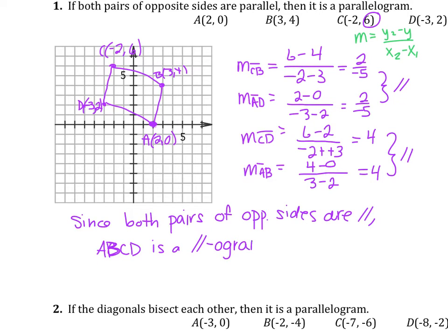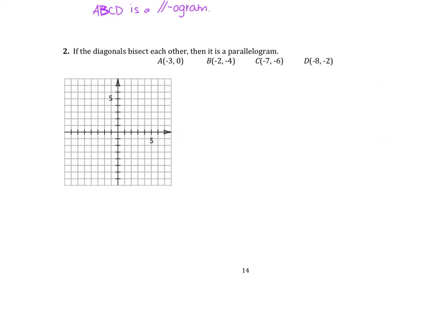Parallelogram. You do have to write a sentence explaining, especially later when we are going to be proving more specific parallelograms, so you do have to explain why it is what you think it is. All right, let's take a look at number 2 over here. It says if the diagonals bisect each other, then it is a parallelogram. So that means this one we are going to prove by showing that the diagonals bisect each other.